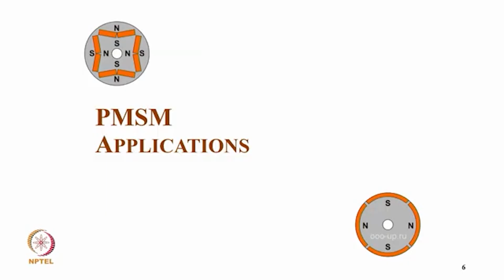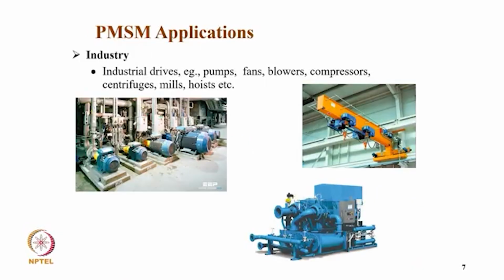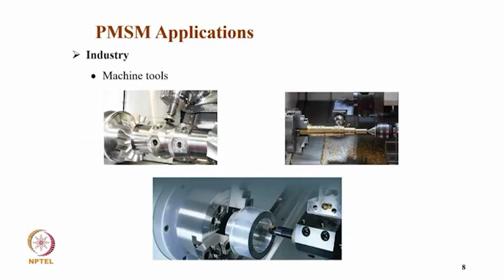If you talk about permanent magnet machines, either you can have magnets surface mounted, or you can have interior buried, or a neutral concept of these two. And there are plenty of applications of this, typically in industry, like industrial drives, like pumps, fans, blowers, compressors, centrifuges, mills, hoists, etc., as you can see typically.